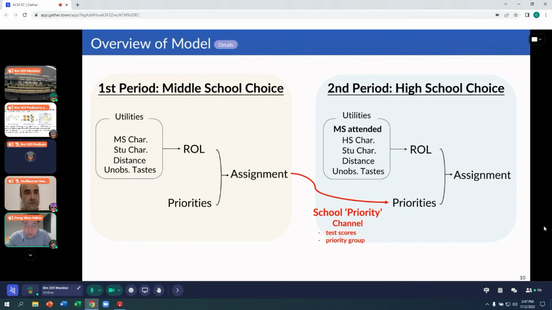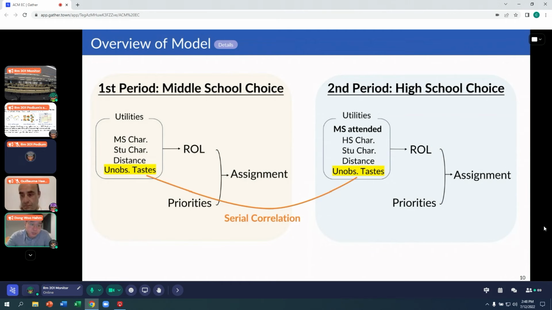And second, the middle school the student attends can also change their priority groups at high schools. For example, the most commonly used priority group rule is what we call the geographic priority rule. Say I'm a high school in Manhattan, then I can give priority to Manhattan students. So if a student living in Brooklyn just crosses the bridge and attends a middle school in Manhattan, the student can obtain some priority at this Manhattan high school. And this is going to be allowed in our model.